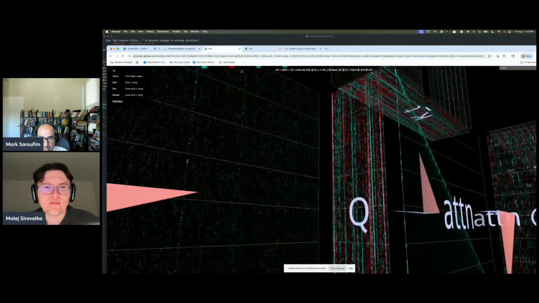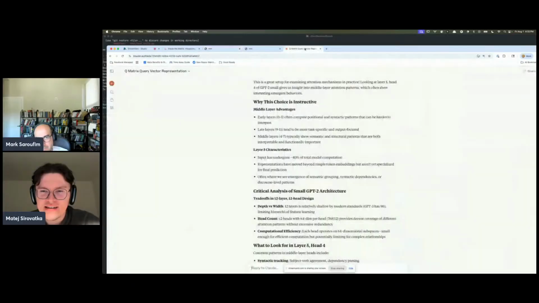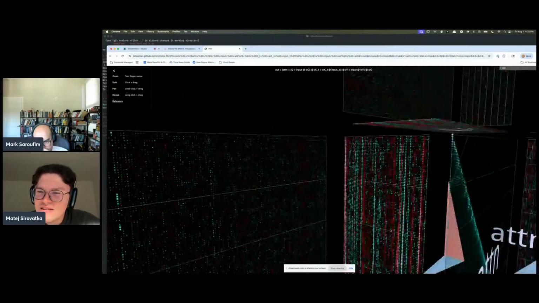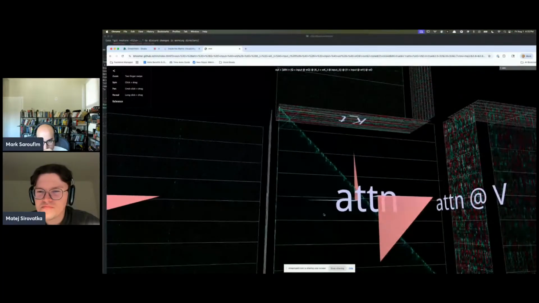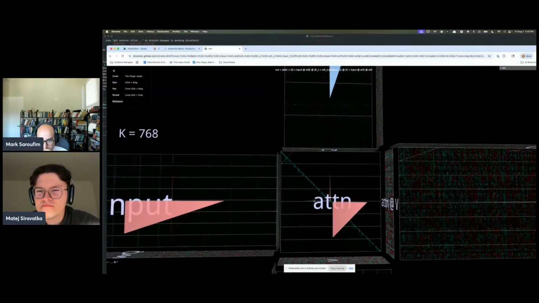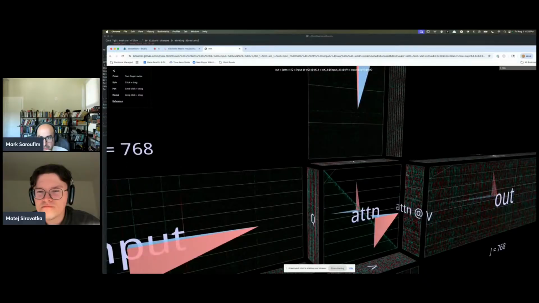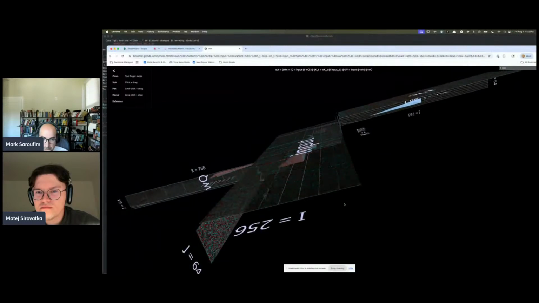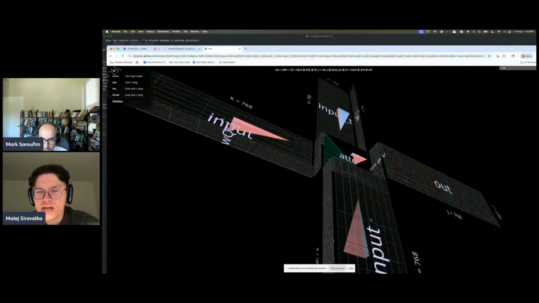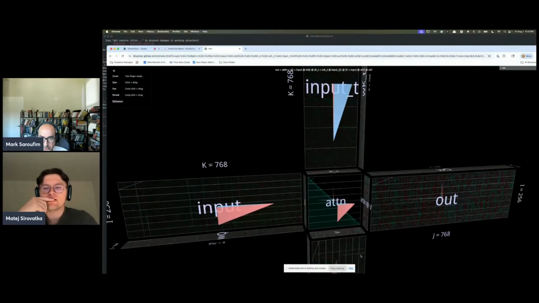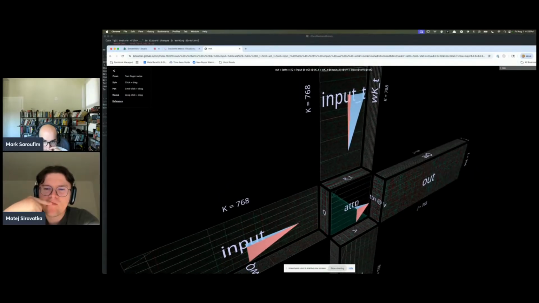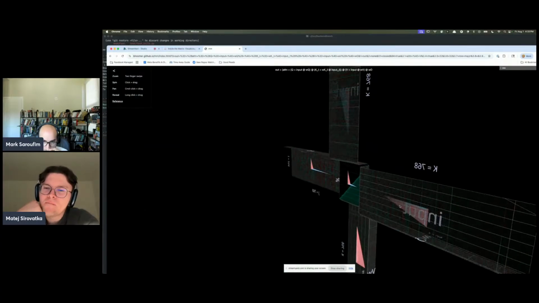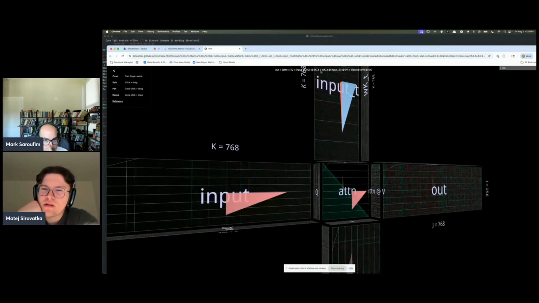Okay, let's go back to the visualization. This is not helping, sorry. Yeah, it's fine. Okay, so let's get back to the pattern. I think after that, all the other ones are kind of similar. So basically, this is also input 256 and the K is 768. So here you have your QKV, and then attention in this case is.